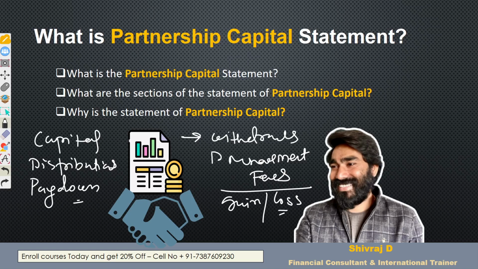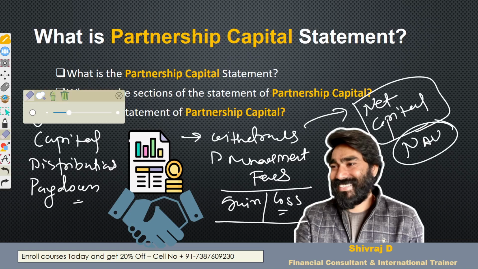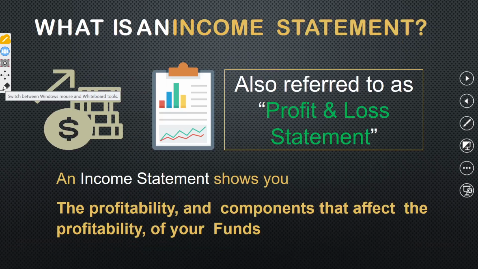And if you even ask me what would be the sections in the capital statement, one is for capital distribution, pay down, your management fees, and finally other expenses also you might see, and gain and loss. If you see gain, that you need to add. If you see loss, that you need to debit, and whatever the net would be, so net capital that you can update, or net value or NAV that you can update. So yes, those would be the components of your NAV statement. Any questions, guys? If no questions, I'll take you ahead then.